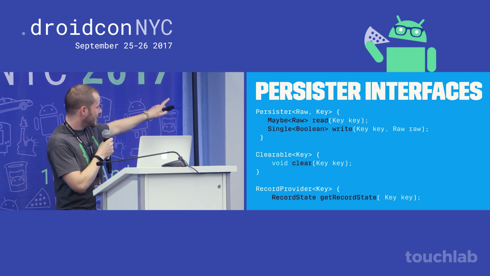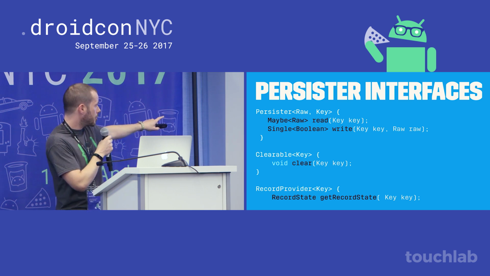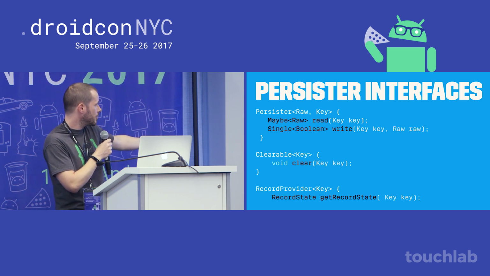And again, this is what you would have to implement if you wanted to write your own. Basically, we have a method for read based off a key and write as well, to clear it, and some record state information.